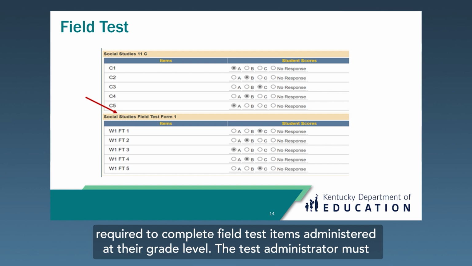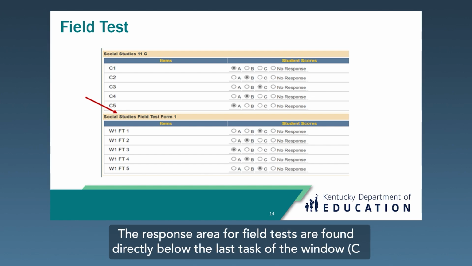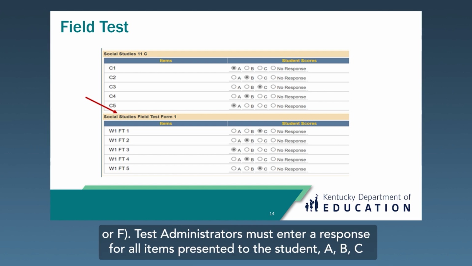Every student is required to complete field test items administered at their grade level. The test administrator must record their responses in the SRD. This year, there are field tests for every grade and content area. The response area for field tests are found directly below the last task of the window, C or F.